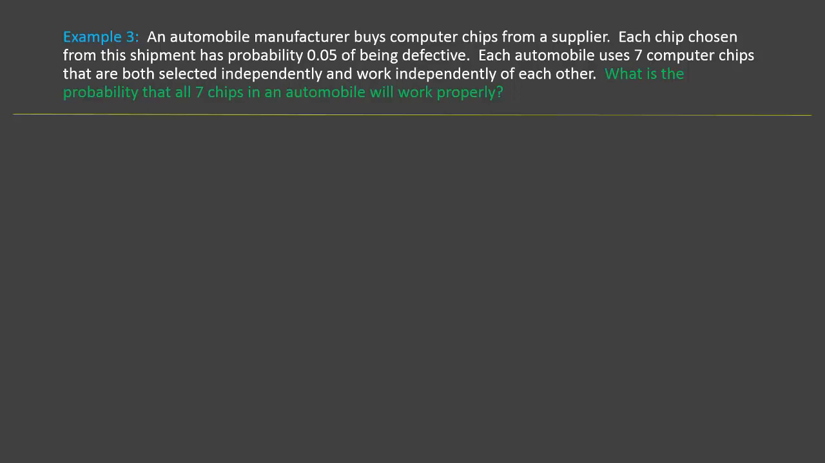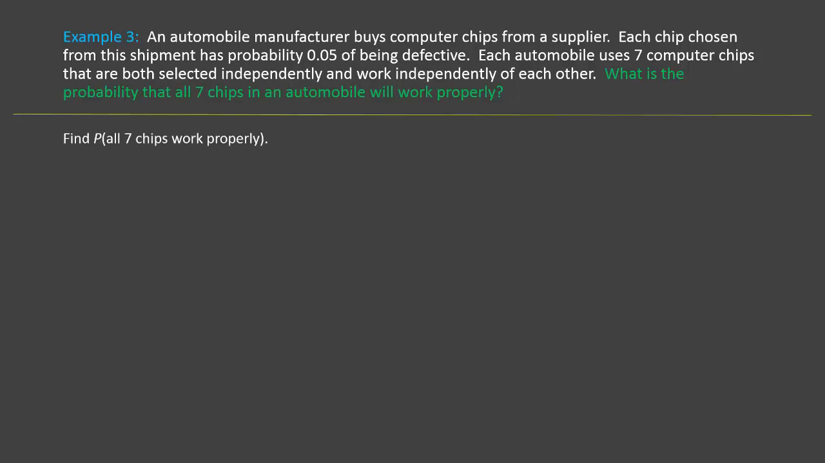Our next example has a different scenario. Suppose an automobile manufacturer buys computer chips from a supplier. Each chip chosen from this shipment has probability 0.05 of being defective. Each automobile uses 7 computer chips that are both selected independently and work independently of each other. What is the probability that all 7 chips in an automobile will work properly?